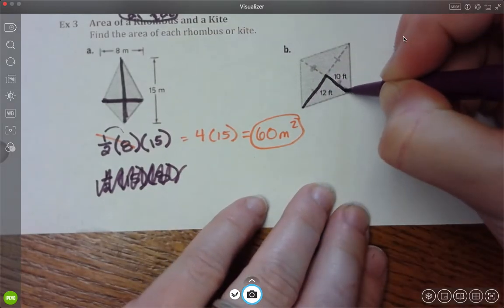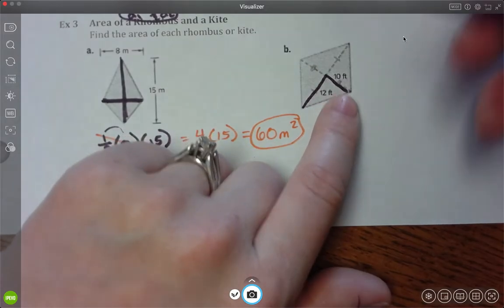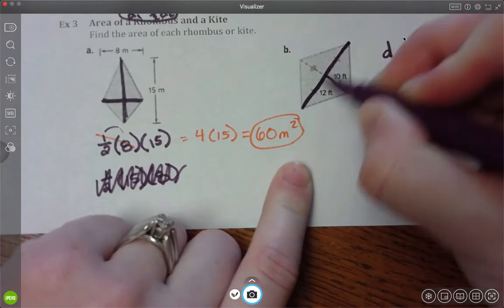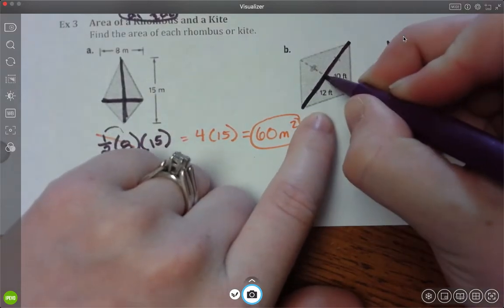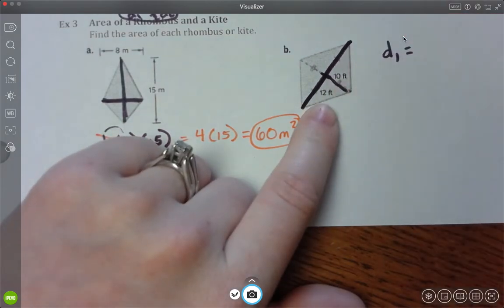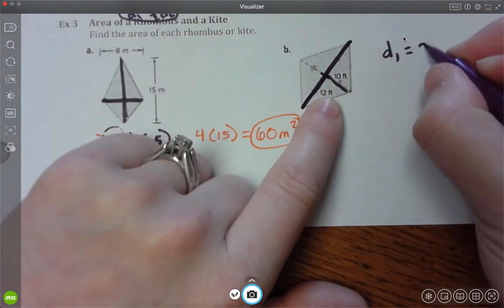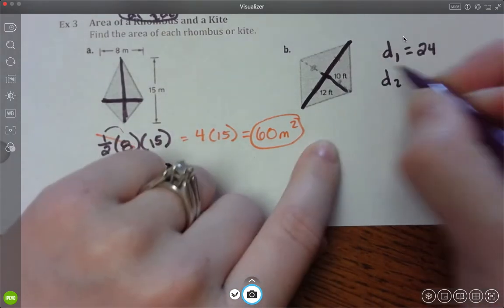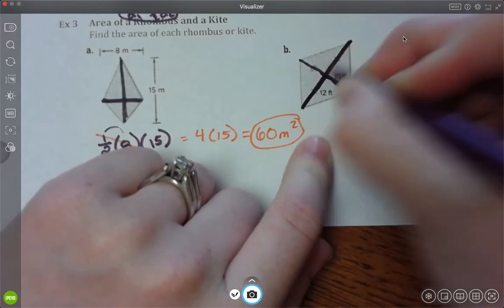All right, last one, B. They labeled this guy as 12, and this guy is 10. So be careful of the way that they have labeled these. Let's say this is my diagonal one here. This piece right here is 12, but if I'm going all the way across, that's going to be double that. So my first diagonal is going to be 24, or double of what 12 is. My second diagonal, this is 10, so the whole diagonal is going to be 20.